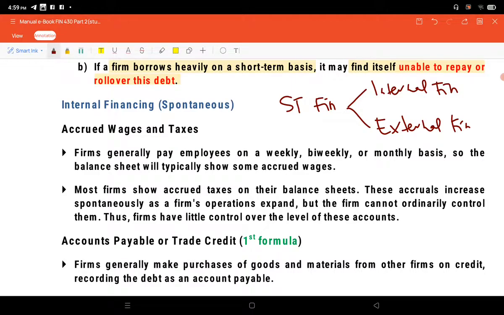And for the trade credit, kita akan ada calculation part. Untuk external financing pula, it involves issuing commercial paper, membuat discounted loan dengan pihak bank, ataupun any short term loan dengan pihak bank lah.